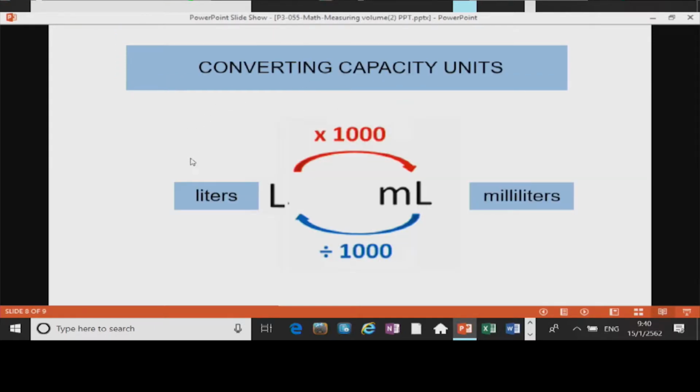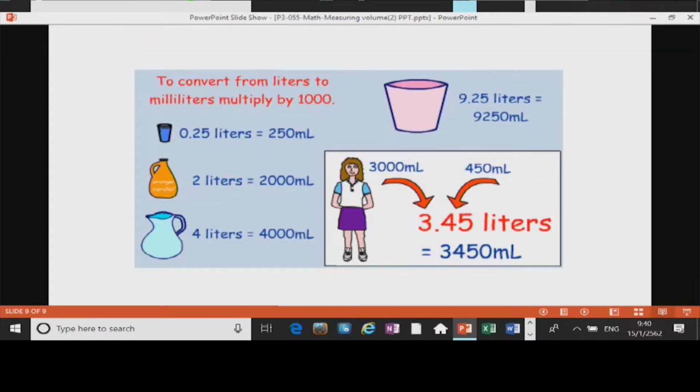And as we looked earlier, to go from milliliters to liters, we divide by 1,000. Because 1,000 milliliters equals 1 liter. So the rate of conversion is 1,000. And we could say 250 milliliters, 0.25 liters.